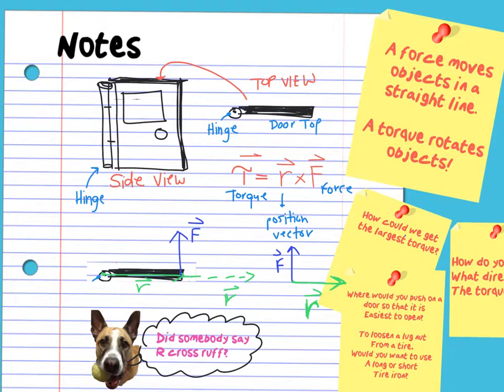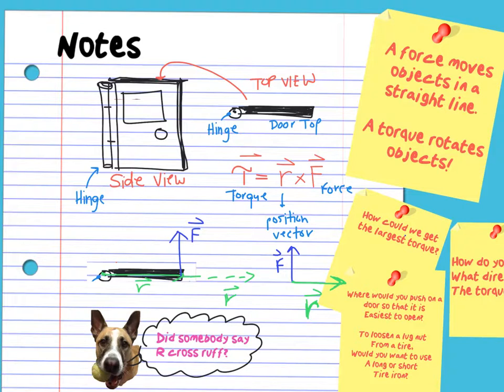All right, first of all, what is a torque? Well, you can think of torque as the rotational equivalent to force. When a force is applied to something, it moves that something in a straight line. When a torque is applied to something, it rotates it.